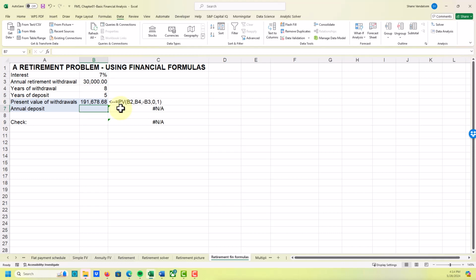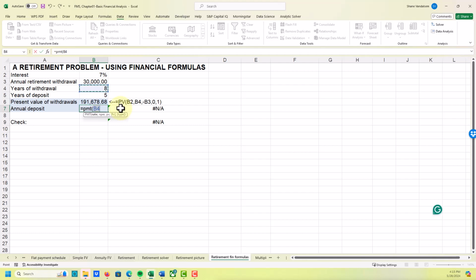And so again, in your mind, think about this as the amount of money I need to have when I retire to get the payments that I want out. The reason why this just isn't $240,000 is because we're earning interest on the money that remains in the account, the money we haven't pulled out yet. To get to that annual deposit over 5 periods, we're going to put in equals payment.